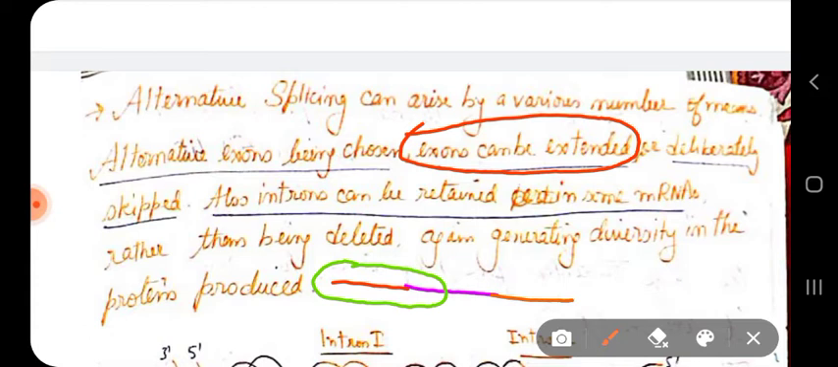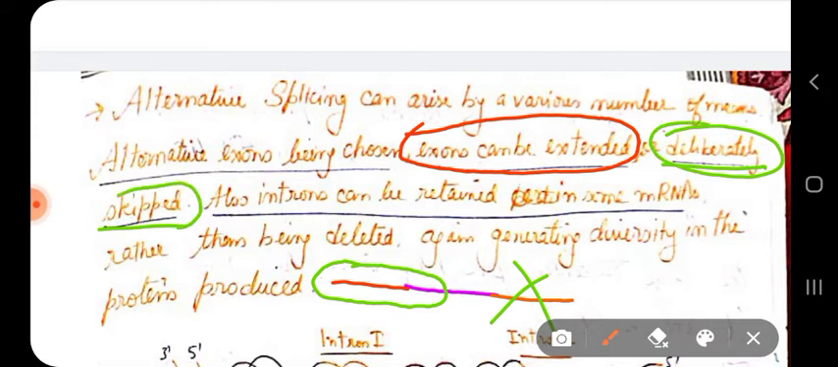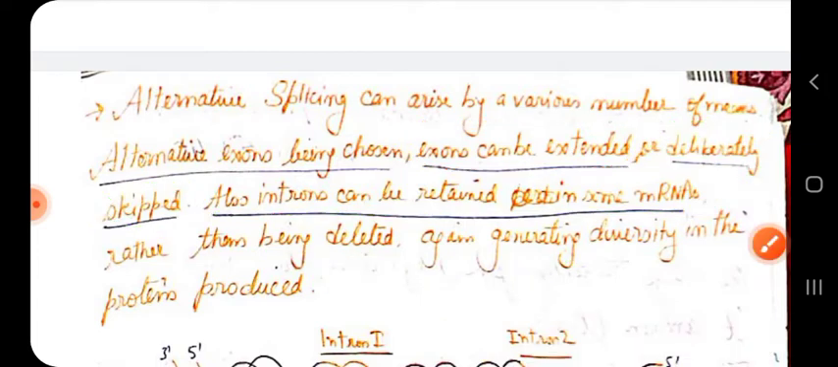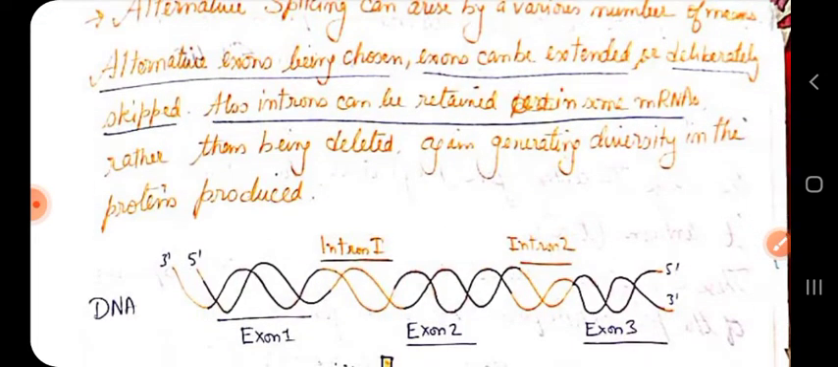So exons can be extended or deliberately skipped. Skipped means eliminated. That exon can be eliminated, it can be missed out. Also, introns can be retained. The whole intron can be included. That means it is not spliced out. It is included in some mRNA rather than being deleted, generating a diversity in the protein produced. Okay.